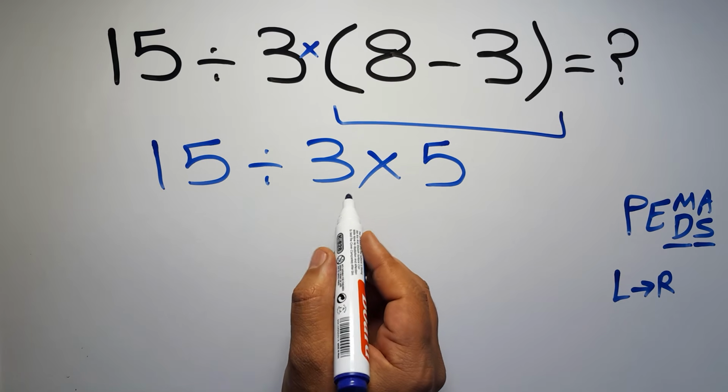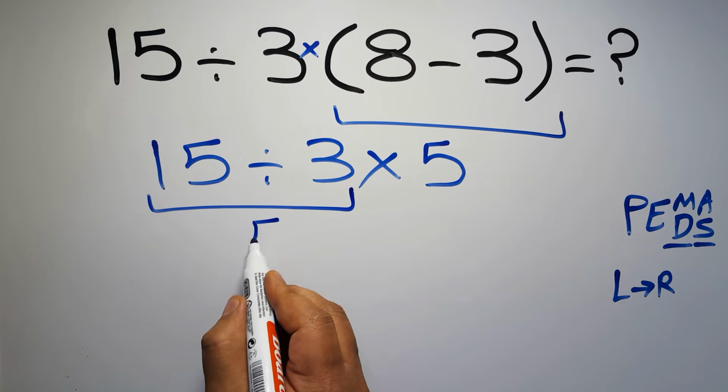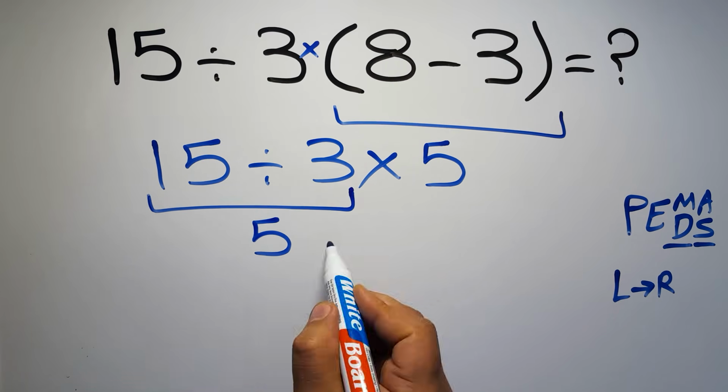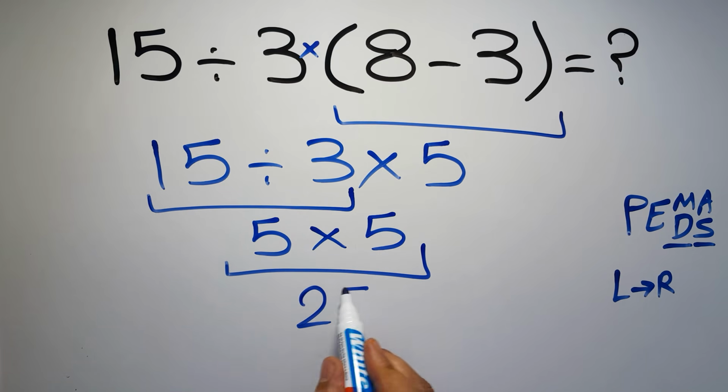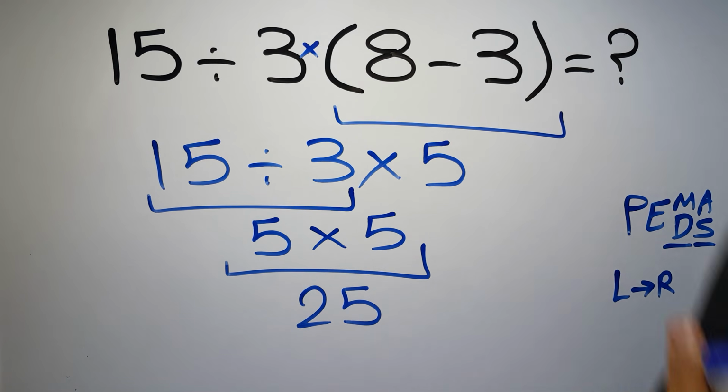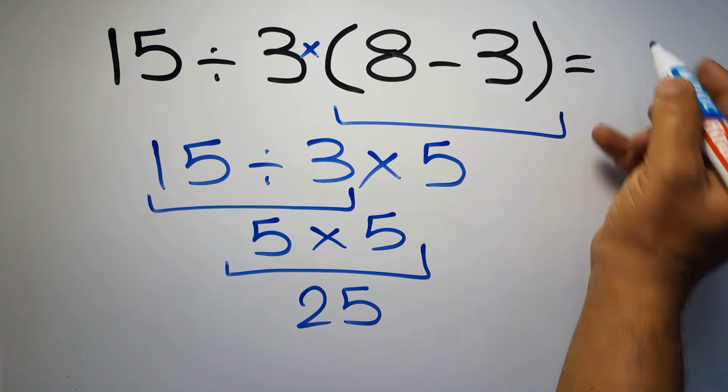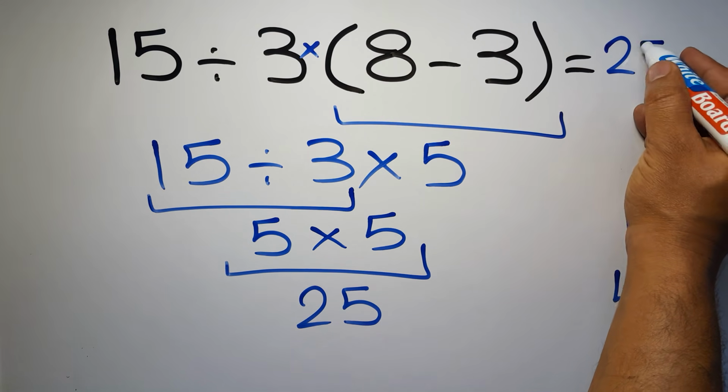15 divided by 3 gives us 5. So 5 times 5, which equals 25. And this is our final answer to this problem. The correct answer is 25.